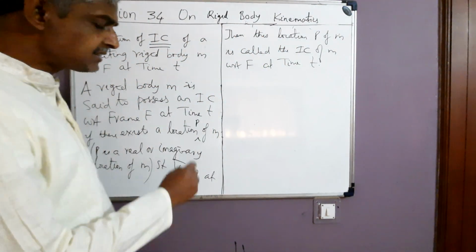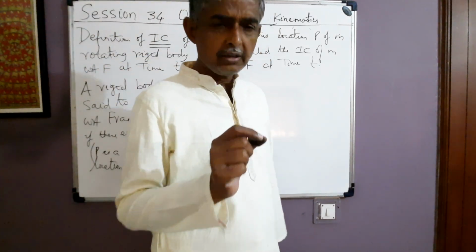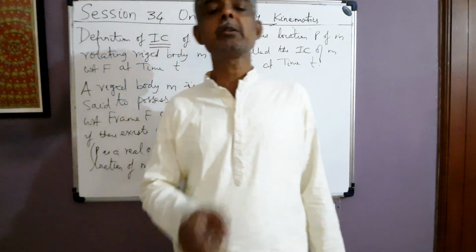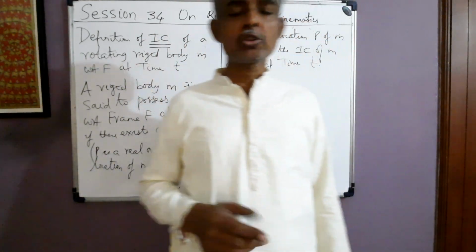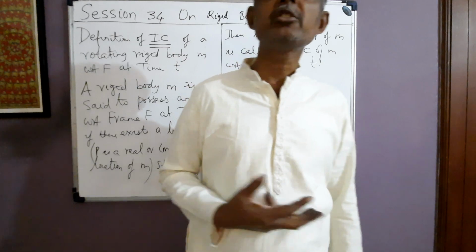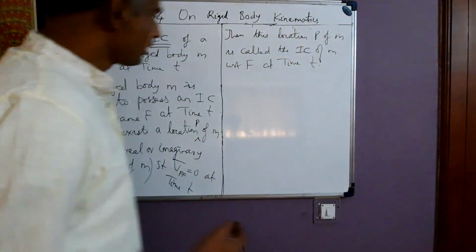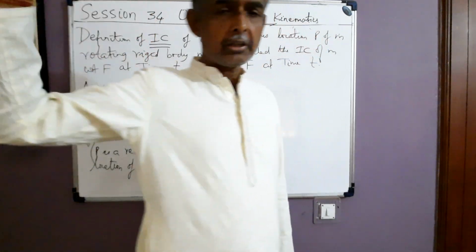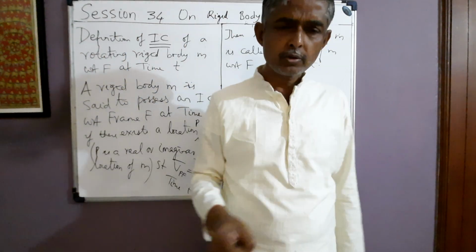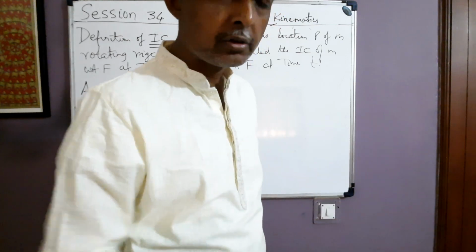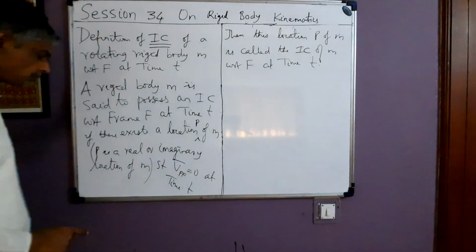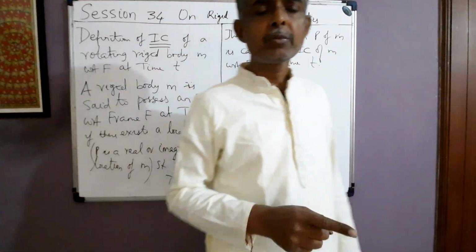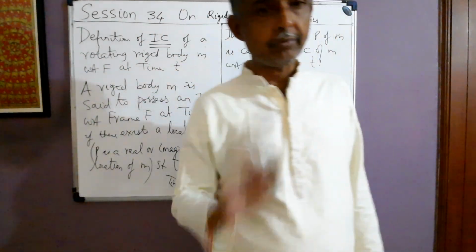So IC of M at time t is a real or imaginary location of M. Real location of M meaning its material point, and imaginary location meaning its extension point. In case you have doubt regarding this imaginary and real location, go to the videos on relative velocity. For that also a playlist has been made. You can refer to those playlists, then from that you can clear your doubts. So now that location of M which is at rest with respect to F at time t is the IC of M with respect to F at time t.